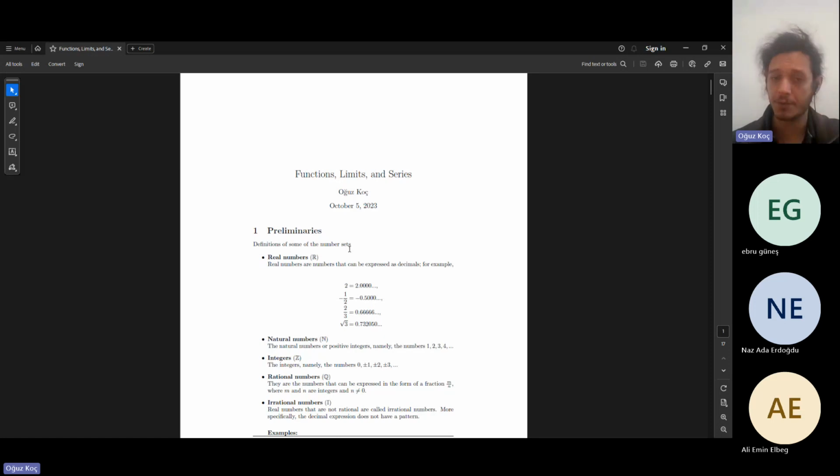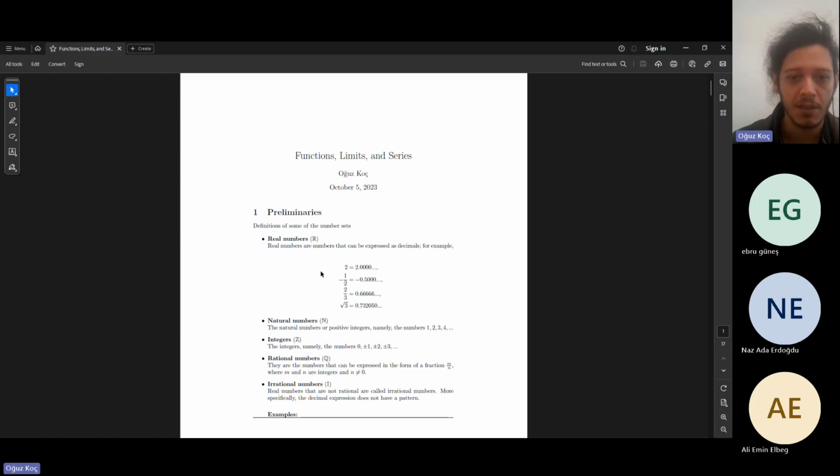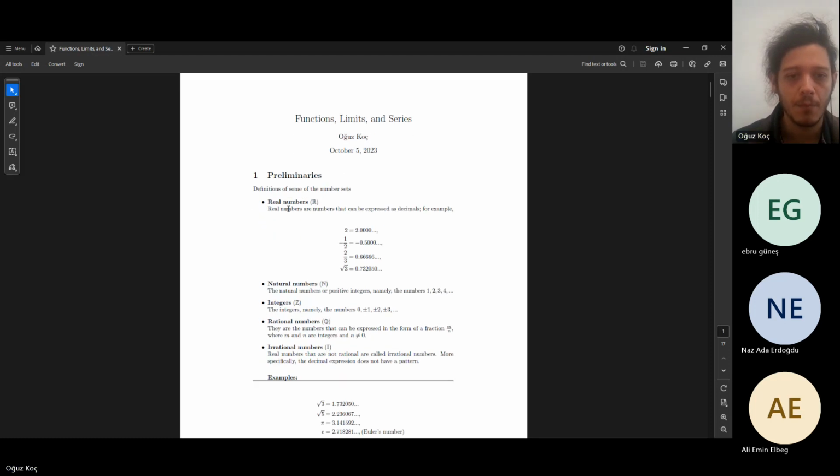The first part of the lecture series consists of functions, limits, and series. We start with the preliminaries. Here are the number sets we need to cover. The first one is natural numbers. I am not starting with the real numbers because they cover all the number sets below.